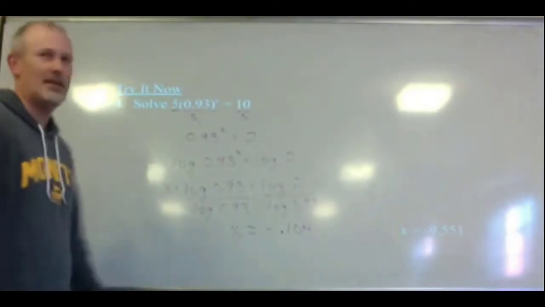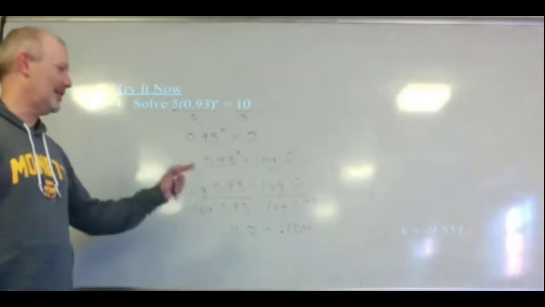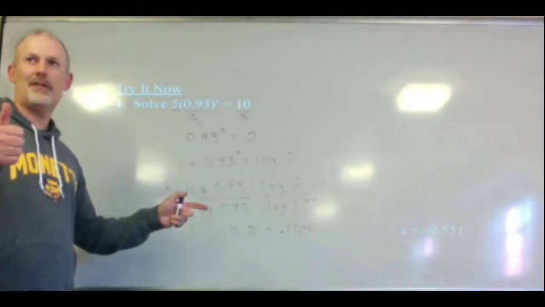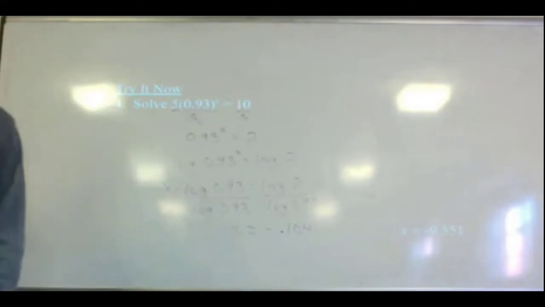Not bad. So try it again. Log of 2 divided by log of 0.93. Did you get it now? Oh, I mean, I didn't type it in. Oh. I just want to make sure that you are able to get it.